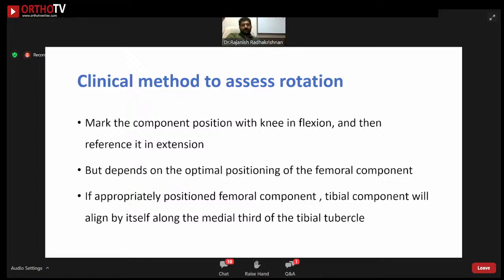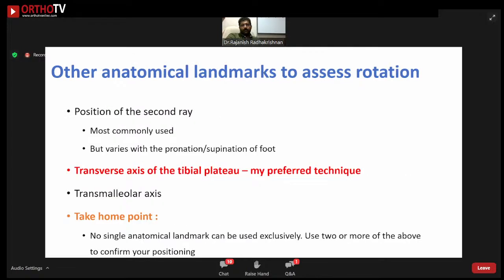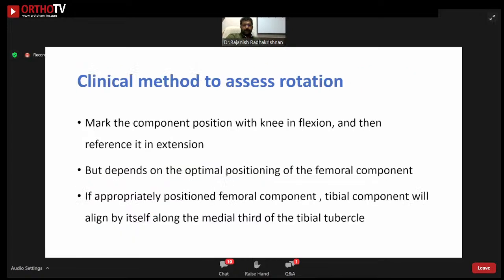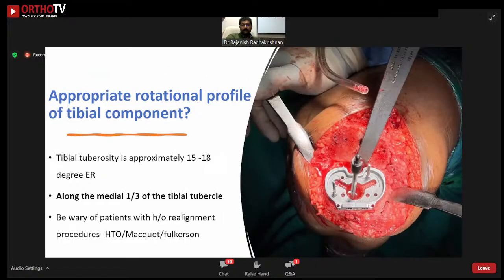How to assess this rotation? How to make it happen? You cut the femur, you put the trial component, then you cut the tibia, that proximal tibial cut having been taken. You insert the tibial component and the polyethylene liner. Then take it from flexion to extension 2-3 times. The whole construct will come into place. You can mark it. There will be two markings. Here you can see.